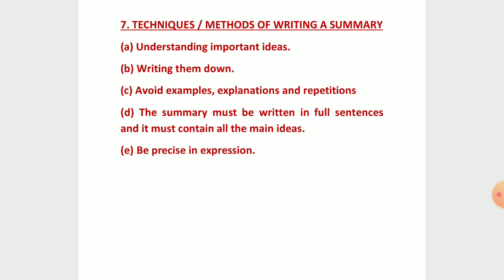Avoid examples, explanations and repetitions. Don't repeat anything in a summary, because normally in summary you have to write within 80 to 100 words. 80 to 100 words you have to write the summary. So it is better not to repeat the same thing again and again. Explanation, examples not needed. Okay, plainly you write down the summary, but remember the summary should have a sort of relationship with the note making format.